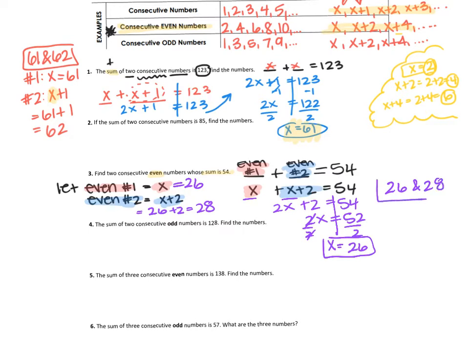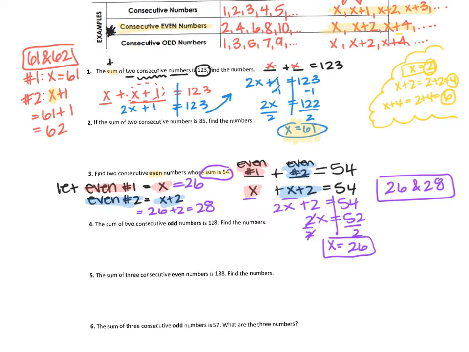And you can always check. These two numbers we're supposed to add to make 54. So in your calculator right now, if you did 26 plus 28, you should get 54. All right, let's try number 4.